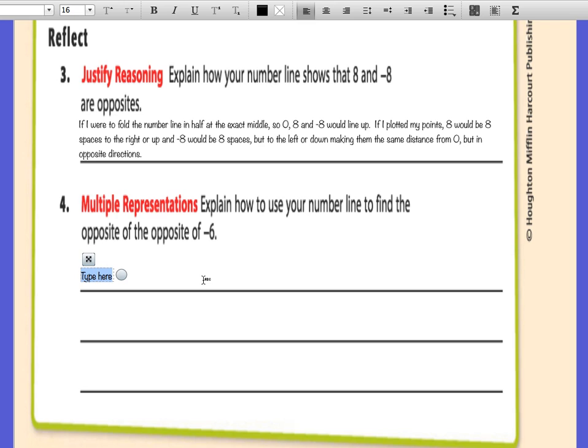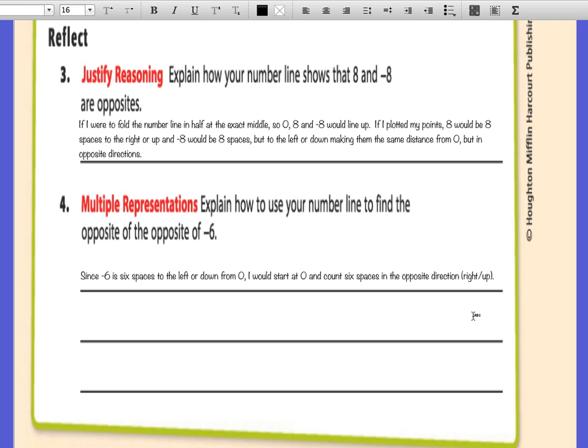Okay, explain how to use your number line to find the opposite of -6. Since -6 is 6 spaces to the left of 0, I would start at 0 and count 6 spaces in the opposite direction, which would be right or up. Okay.